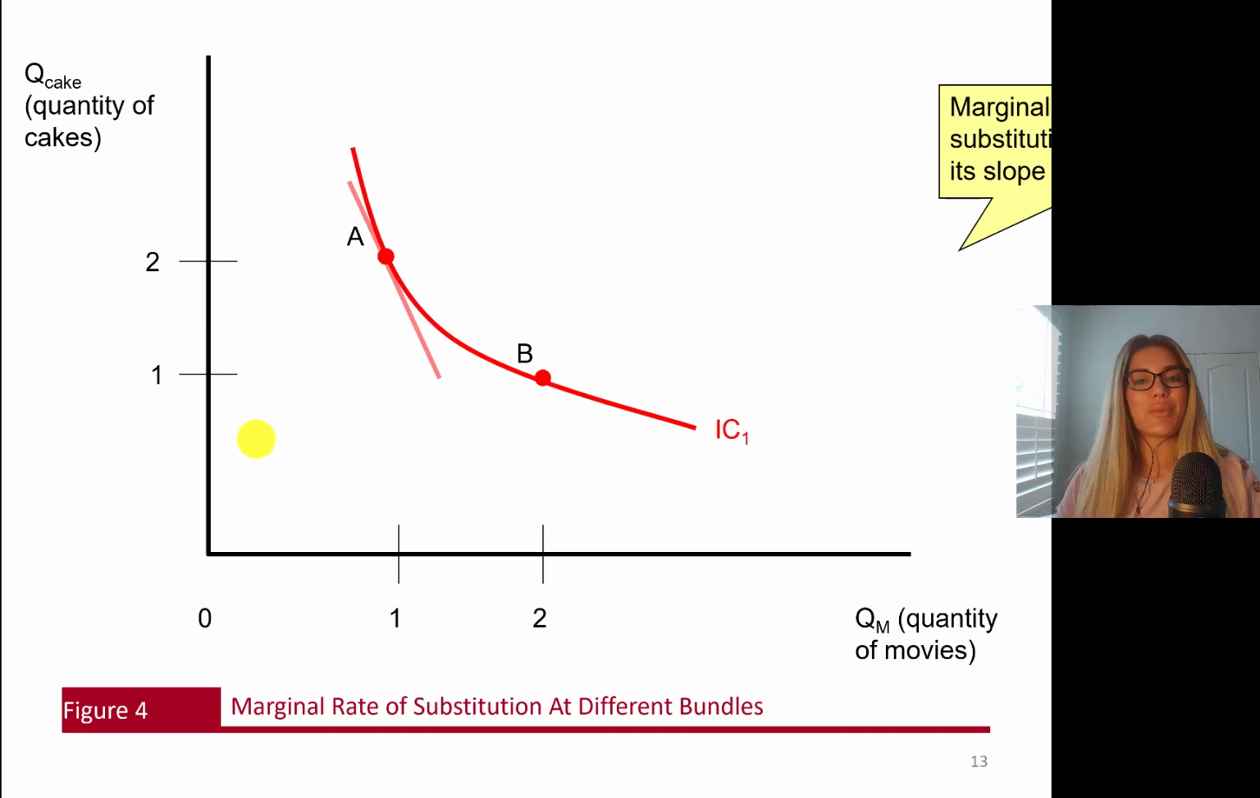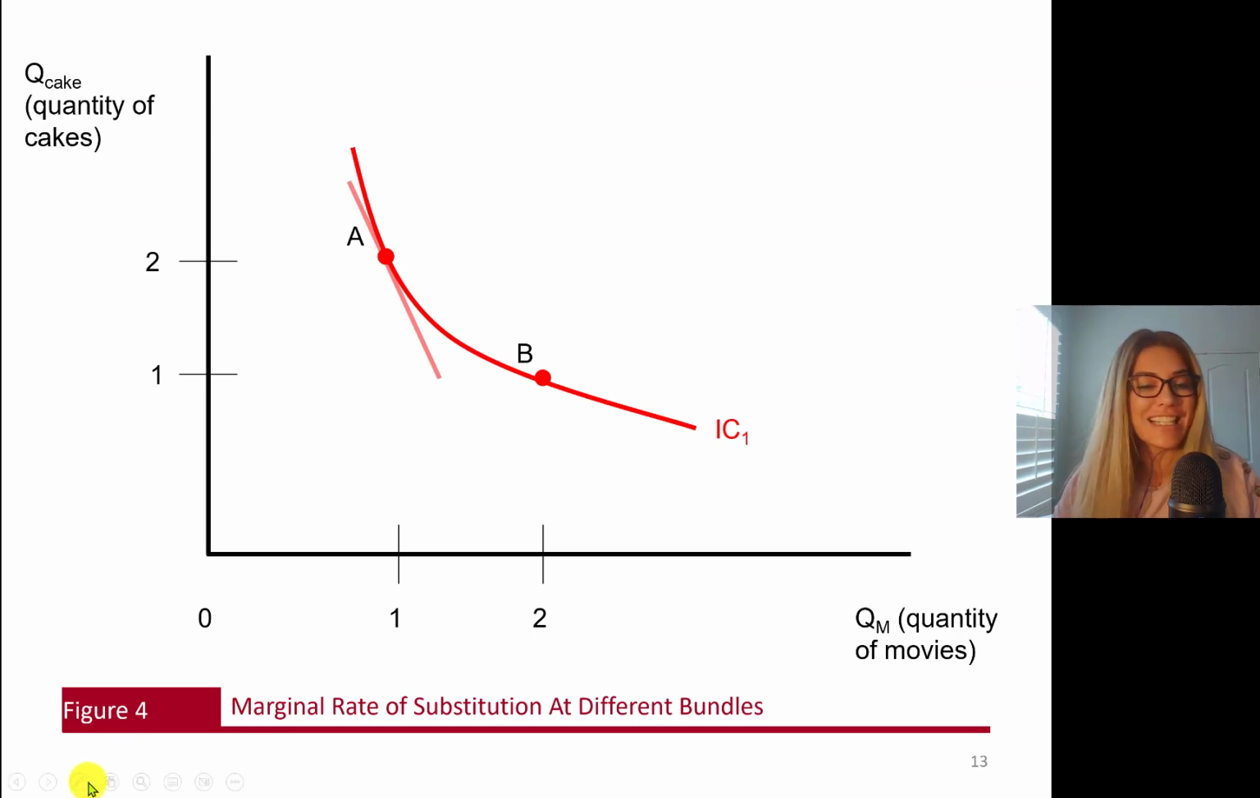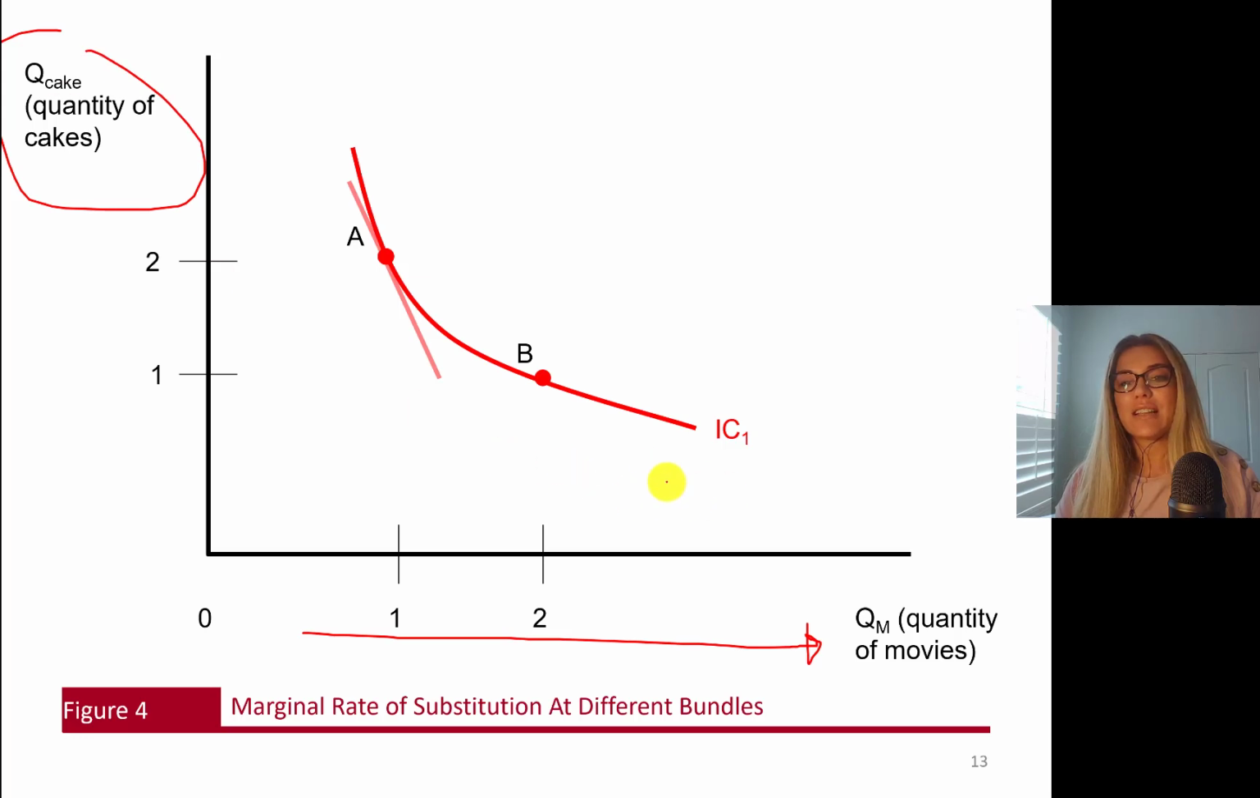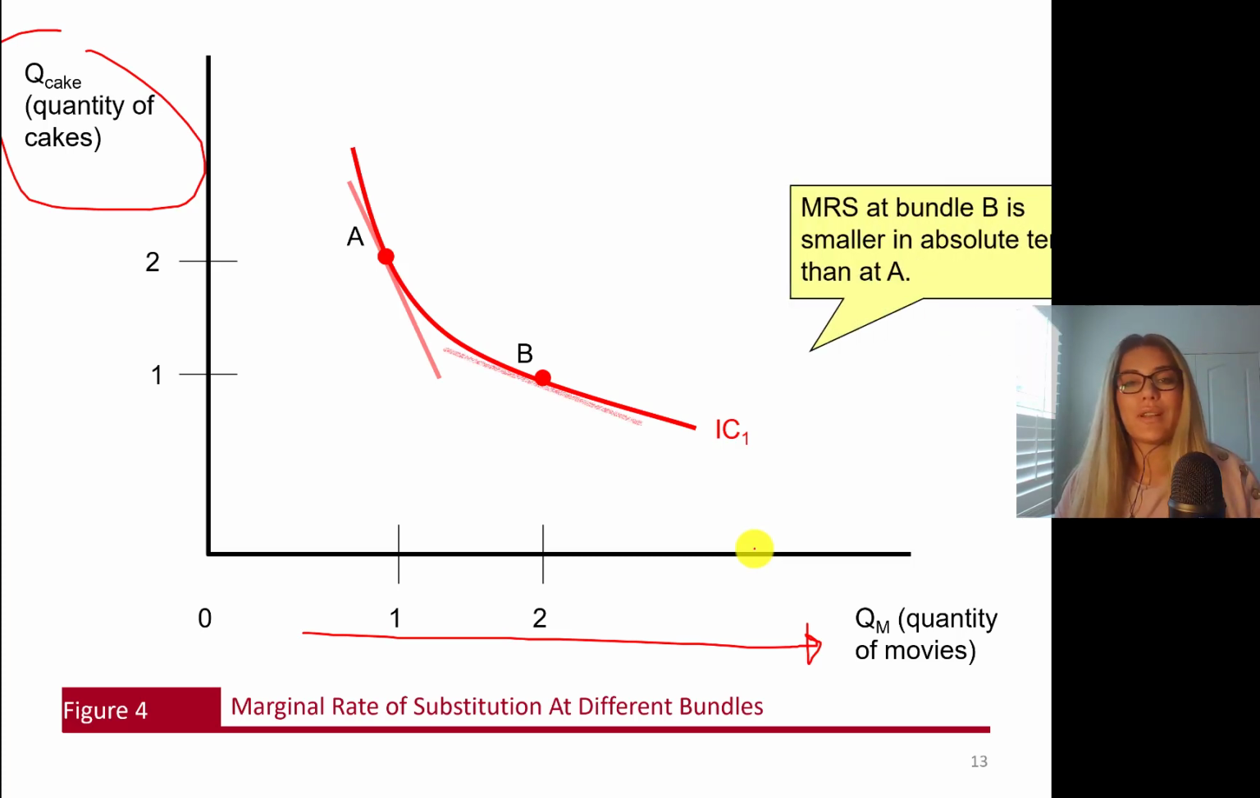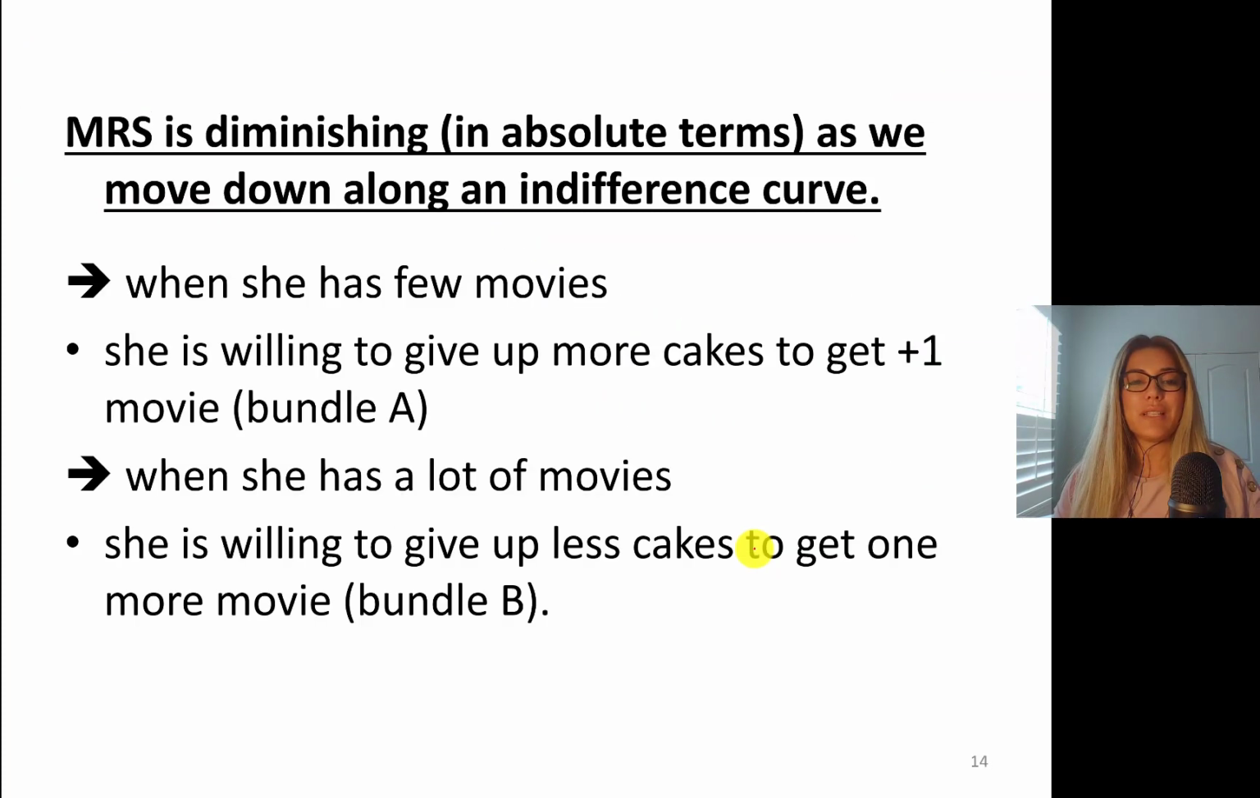We talked about diminishing marginal rate of substitution, which in short means that as you consume more and more movies, you're going to be willing to give up fewer and fewer cakes to get one more movie. If you've already watched so many movies, you're going to be willing to give up fewer cakes to be able to watch one more movie. So that's what it means.